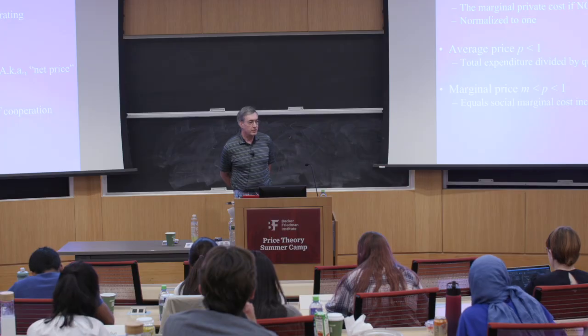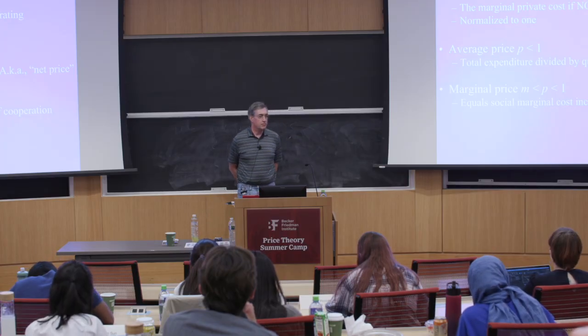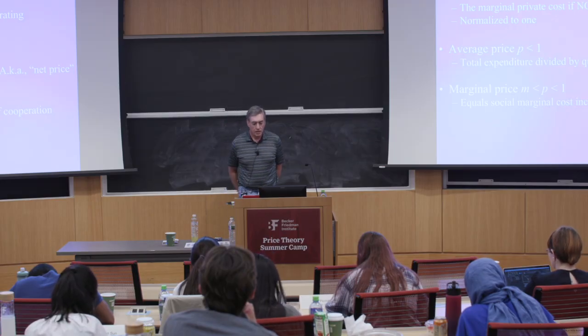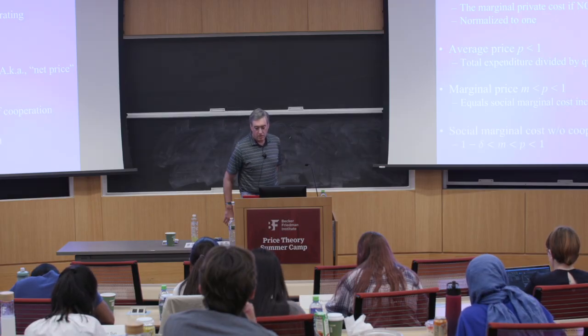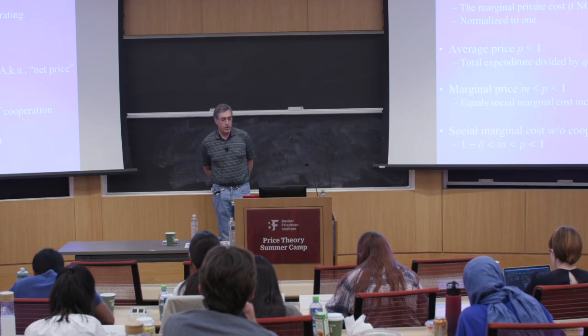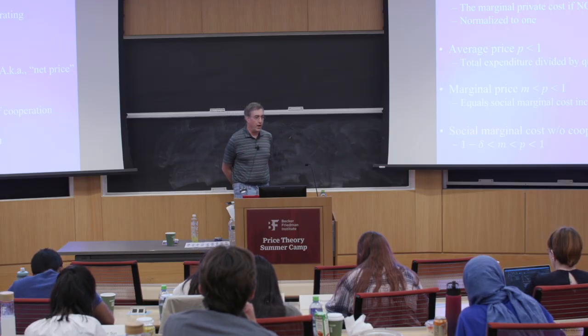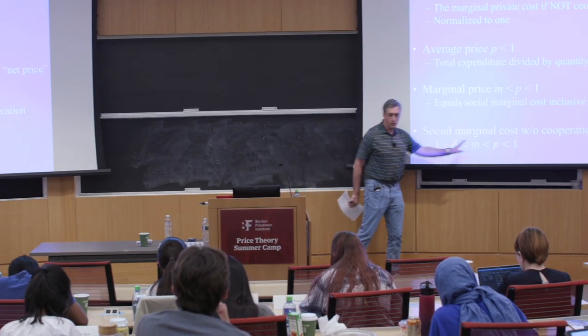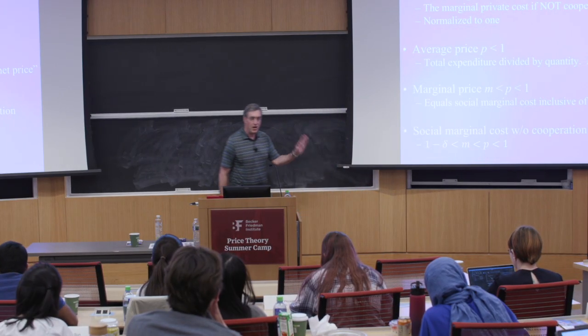There's the marginal price, which I've called M. That's below that. And then there's finally the social marginal cost without the cooperation. That's the 1 minus delta. So we have the 4 prices, and we can order them in this area. It's one thing we do a lot in price theory, keep track of the prices.